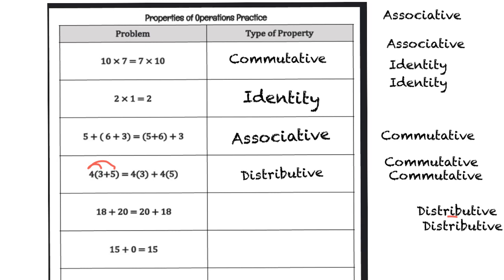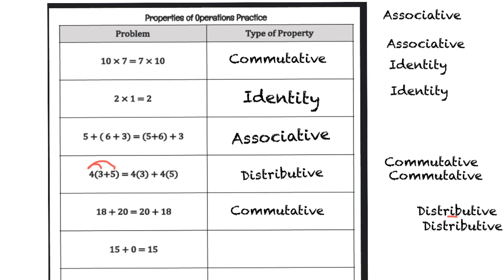The one below it we see is 18 plus 20 equals 20 plus 18. So hopefully you're thinking, oh, it flip-flopped. So that's the commutative property. They're commuting. And then the one below it says 15 plus 0 is 15. So notice it started 15, it ended 15, so it didn't change its identity. It's the same number it began with.